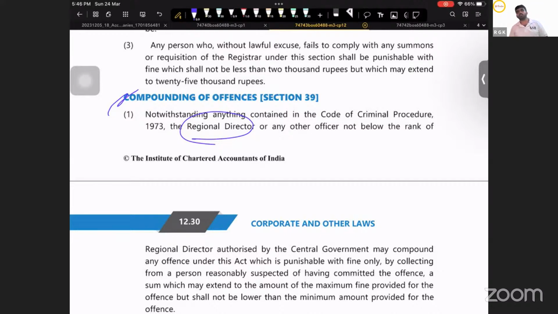The fine is always imposed by the court. So here the court is not imposing the fine. Rather, the regional director will collect the amount. That amount, which he is collecting as a punishment, will not be less than the minimum amount of fine imposed for that particular act. Maximum, it shall not exceed the maximum amount of fine imposable in that particular case. Now, what is the procedure for compounding?